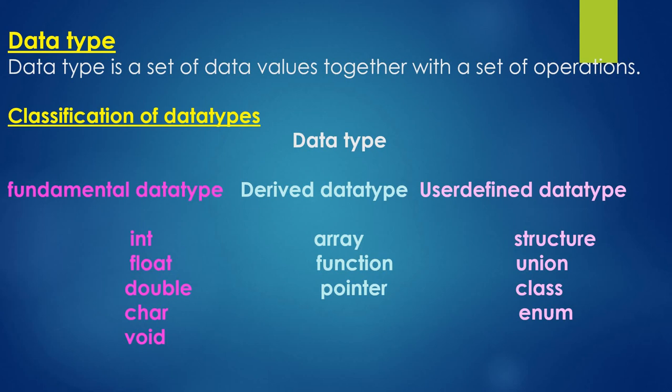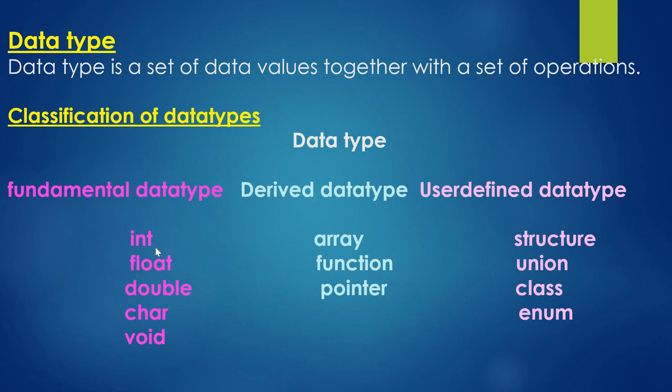We have learned the declaration of a variable in the last class. The syntax for declaring a variable is data type, then variable name, semicolon. Then what is a data type? Data type is a set of data values together with a set of operations. In the classification of data types, there are fundamental data types, derived data types and user-defined data types.